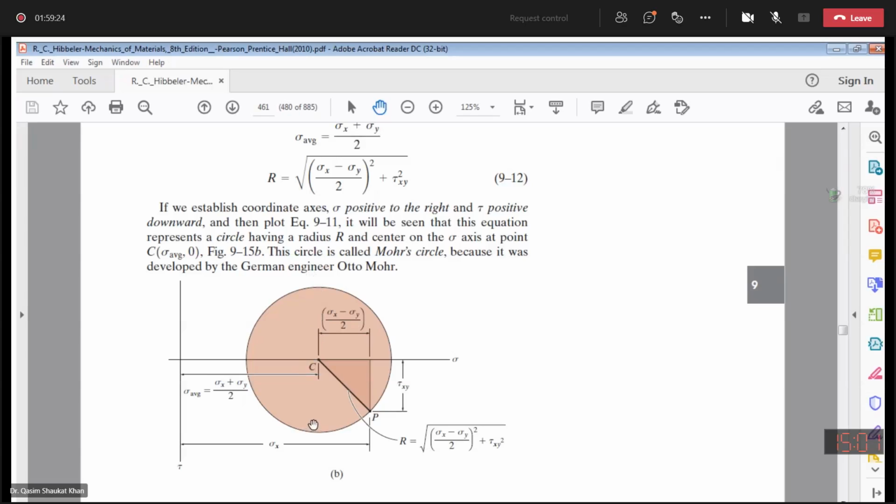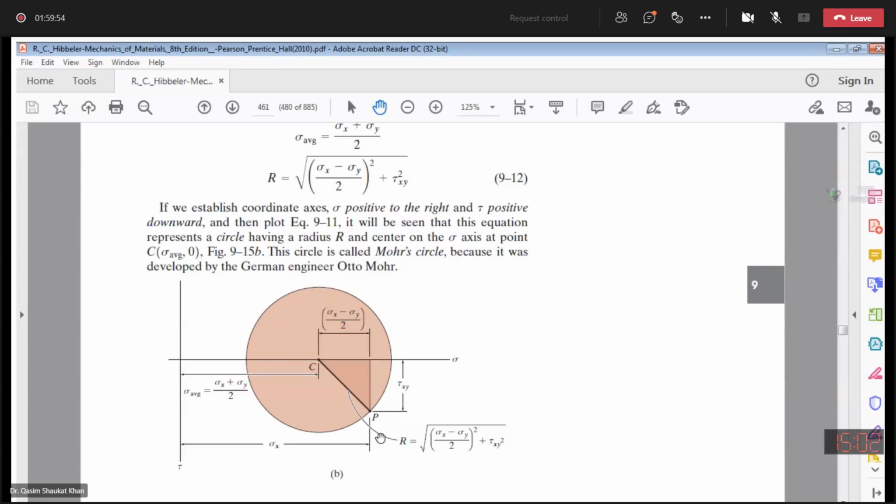I can again calculate its orientation, moving from this reference line CP towards this direction. So this is my shear plane, and I will get 2 theta S1. You can see from the Mohr circle it is so simple to calculate the major and minor principal stresses, orientation of the principal planes, orientation of the shear planes, maximum in-plane shear stress, and average normal stress.